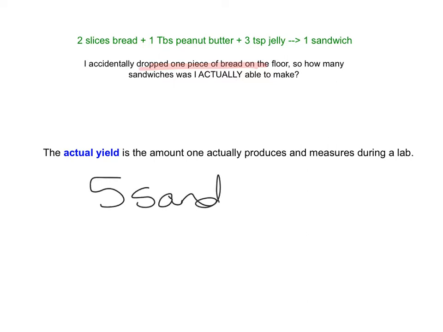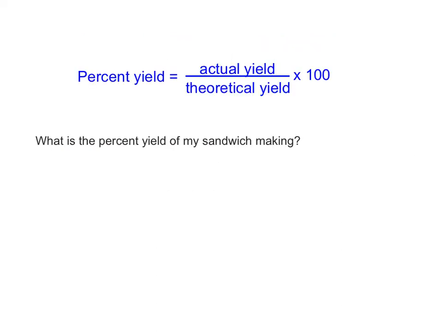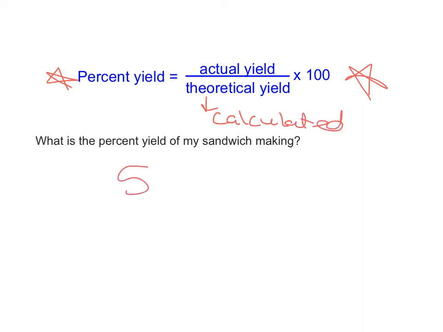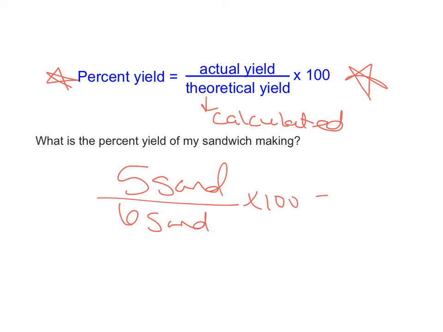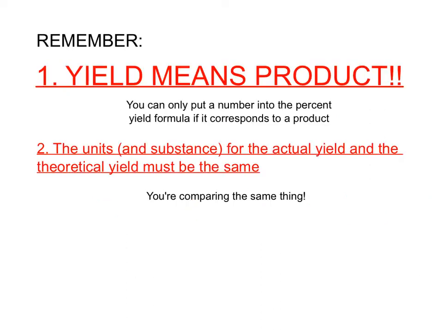So now we can look at the efficiency. I should have been able to make 6. I only made 5. So your percent yield equation is the actual yield, what's actually found in a lab, versus the theoretical yield, which is something that's calculated. I was only able to make 5 sandwiches, but I calculated that I should have been able to make 6. Multiply it by 100 to turn it into a percent, and you're going to get 83.33%. So I'm only 83% efficient in my sandwich making.